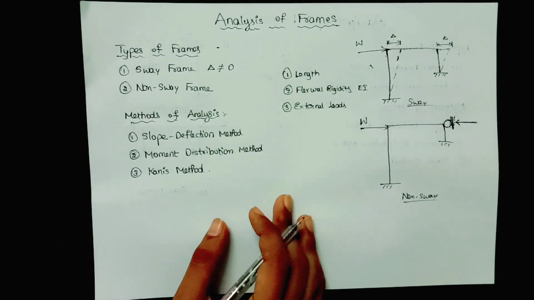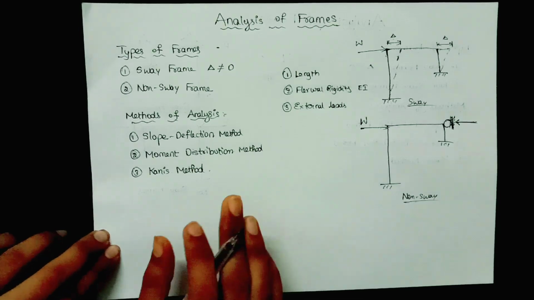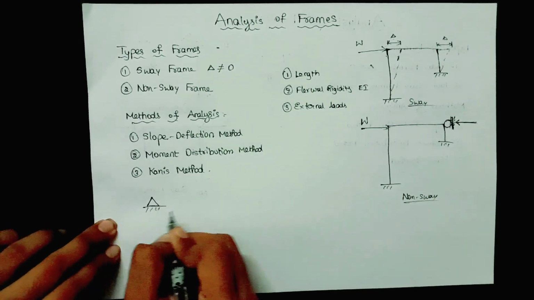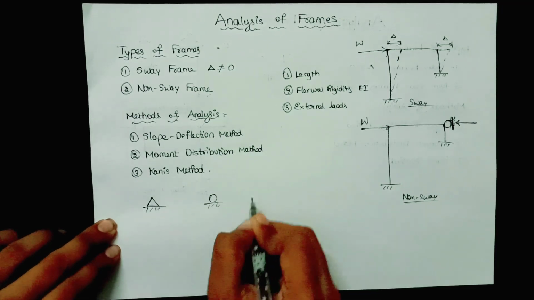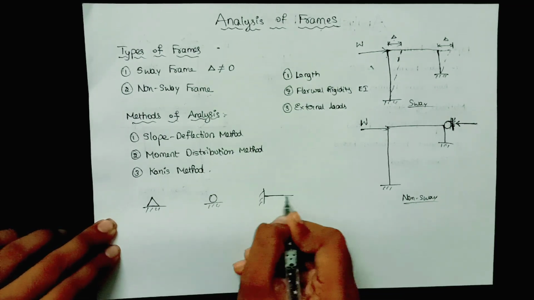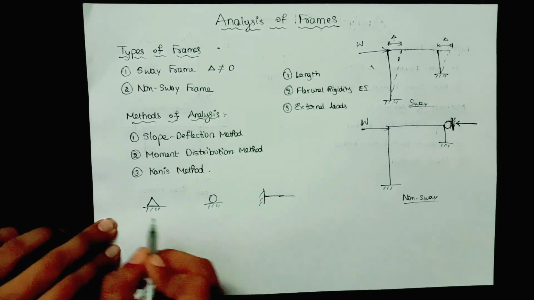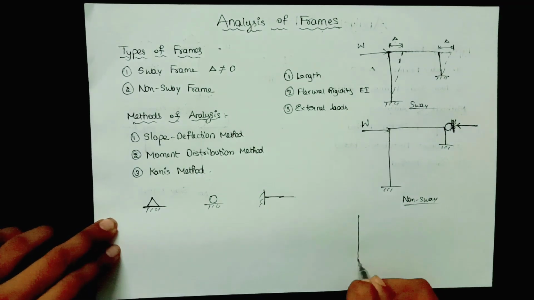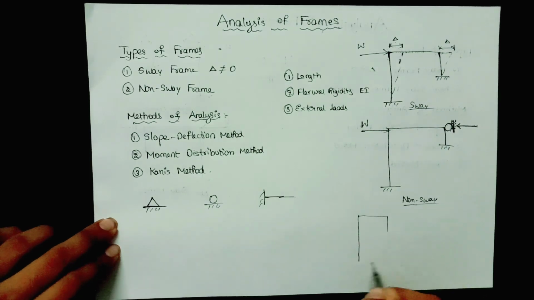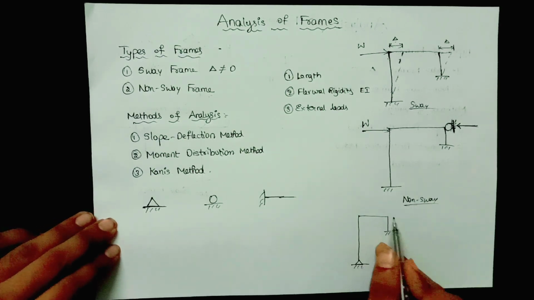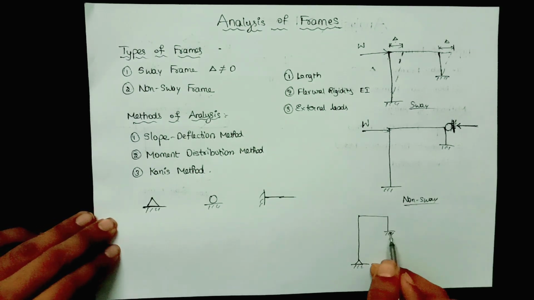In frames you mainly have three types of supports: the hinged support, the roller support, and the fixed support. For example, I am taking a frame in this manner. Now if I have a hinged support here and a fixed support here, I have considered a frame having a hinged support and a fixed support.